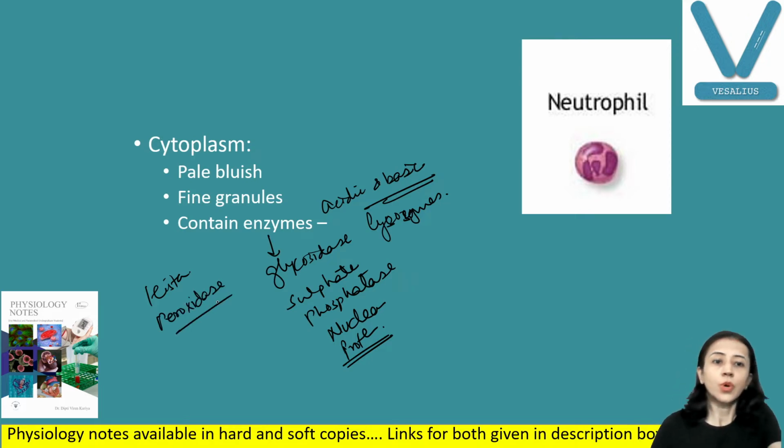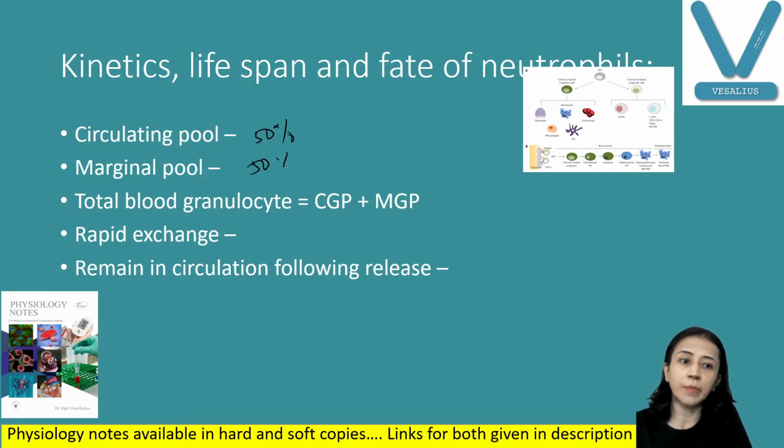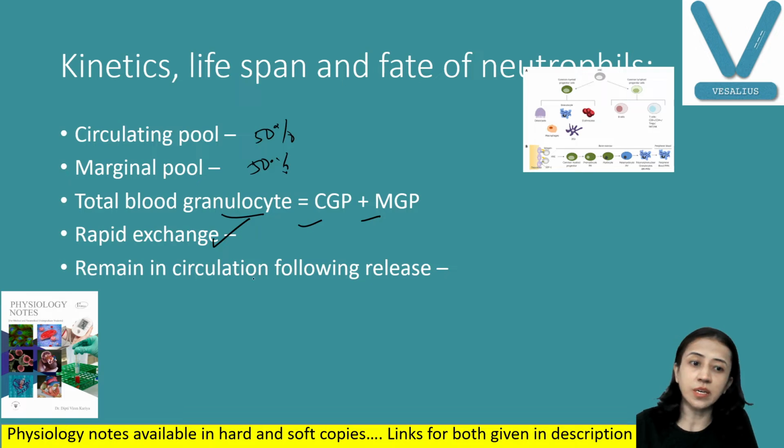Now, what is the kinetics, lifespan and fate of the neutrophil? 50% of the neutrophils are in the circulation, and 50% are present in the marginal pool, meaning they are in the storage form. So total granulocytes are circulating plus marginal pool. There is rapid exchange between these two pools, and they remain in the circulation following release from the marginal pool. For every neutrophil in the blood, we have 100 neutrophils in the bone marrow as reserve.